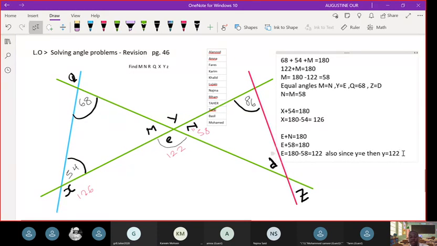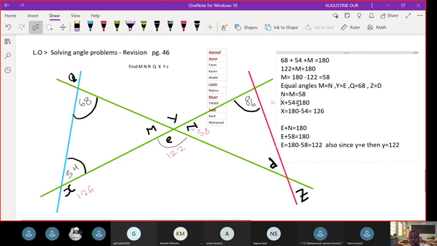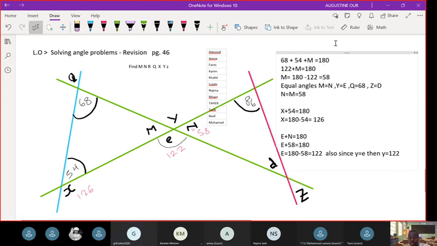Now we can find D, right? Yes. You can give me the answer for D. How can we find D? Using what method? How can you find D? I made a mistake, I wanted to push it up just a little bit. So how can we find D? Who can tell me?